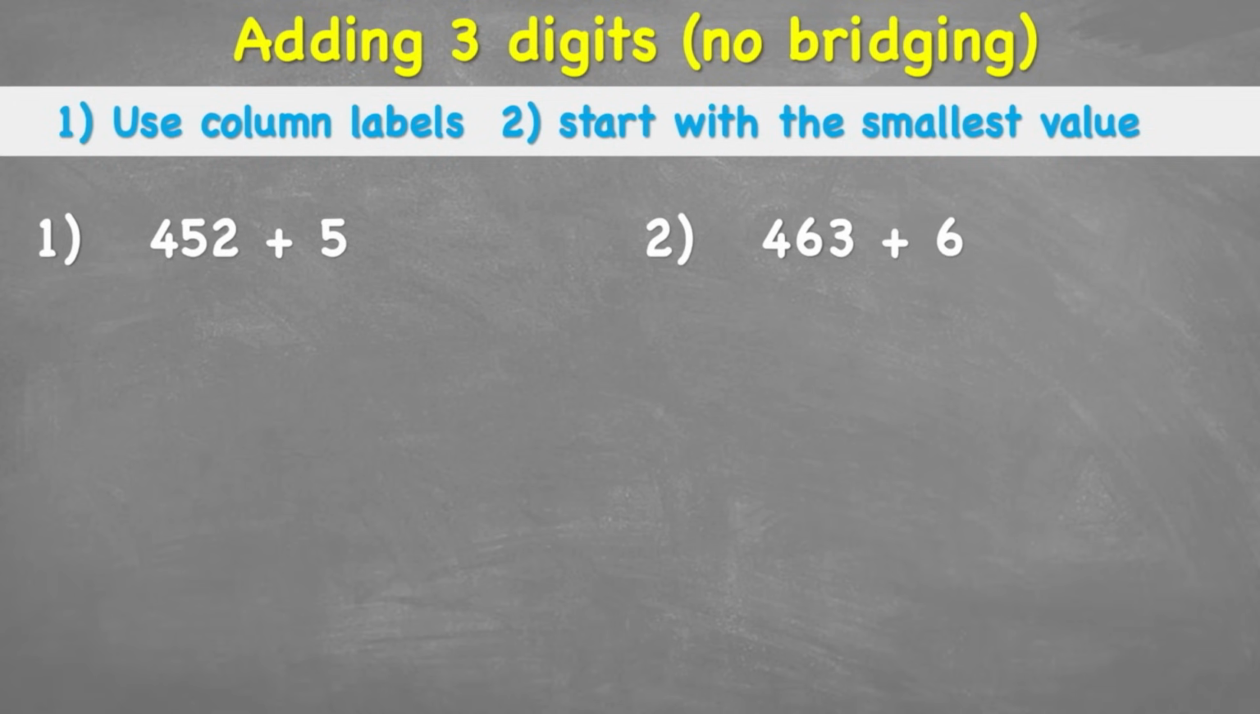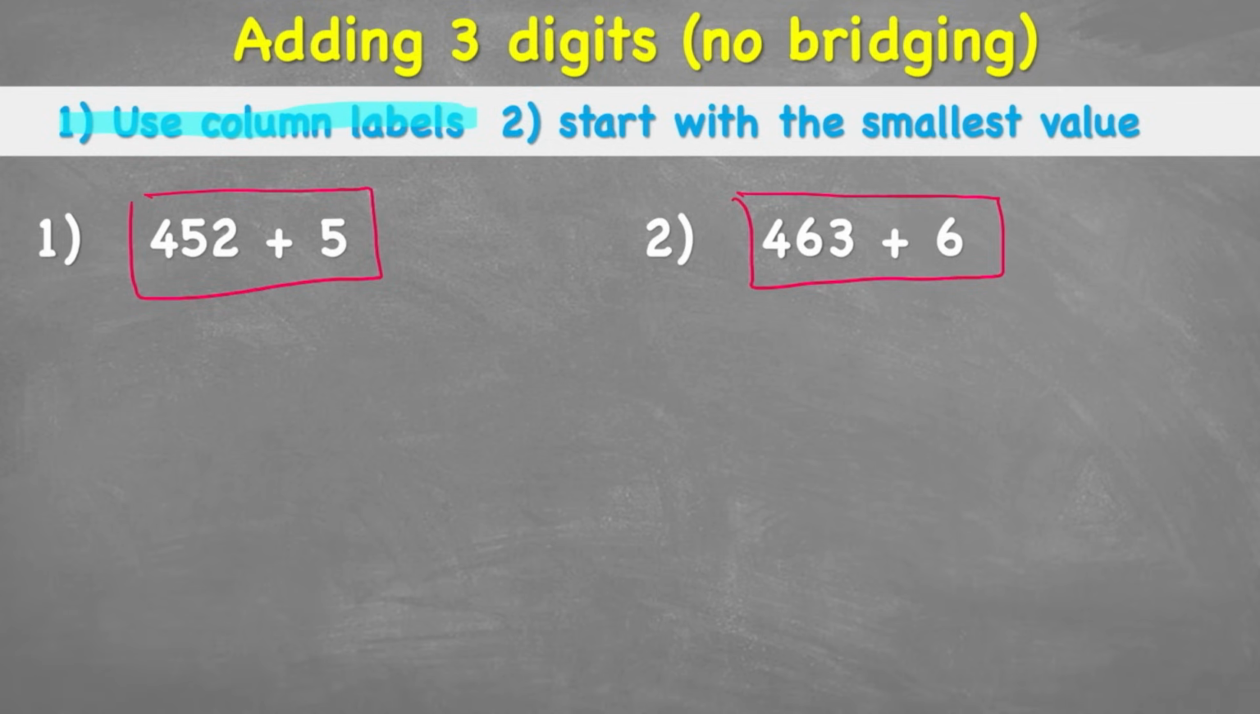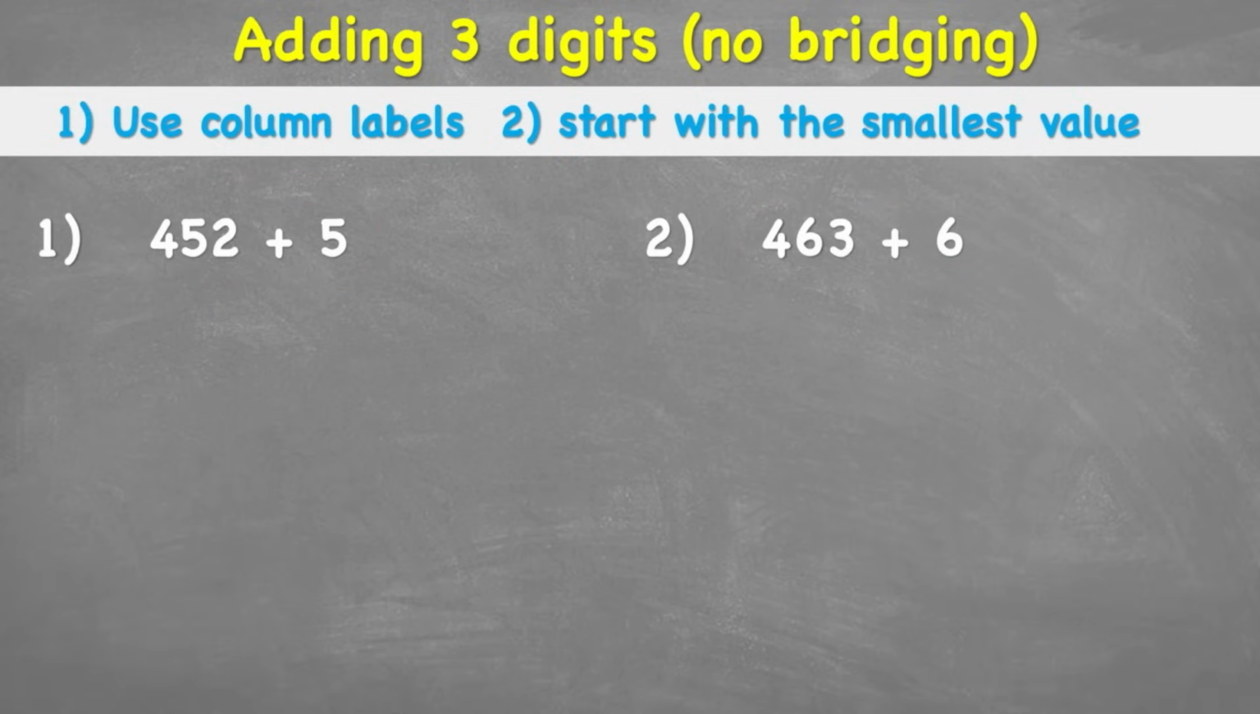Okay, so today we're going to look at these 2 questions. We have 452 add 5 and 463 add 6. And we're going to follow these steps. Our first step says that we're going to use column labels. We're going to see what that means in a minute. And step 2 says start with our smallest value. So let's begin and let's think about what this first sentence means.